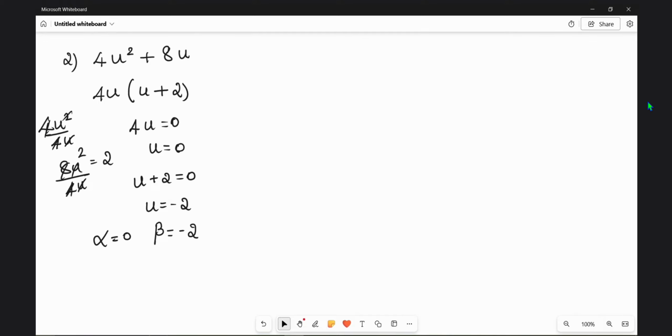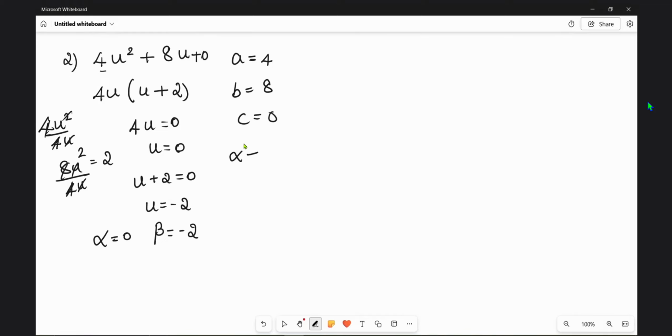A is equal to 4. B is equal to 8. C is not associated. So here the coefficients, here A is equal to 4. B is equal to 8. What about C? 0, because you can write this as plus 0 also, no? So C is equal to 0.